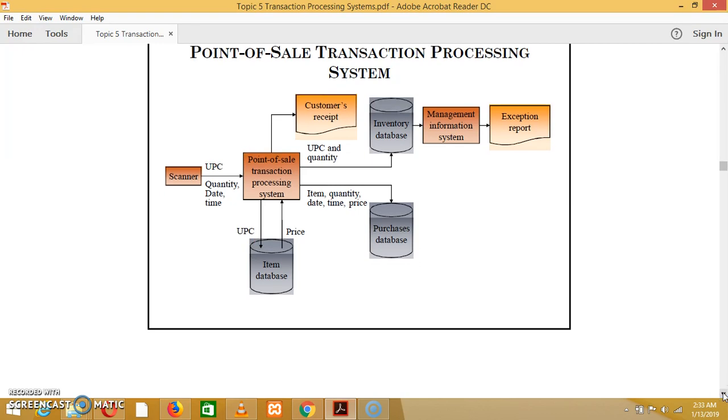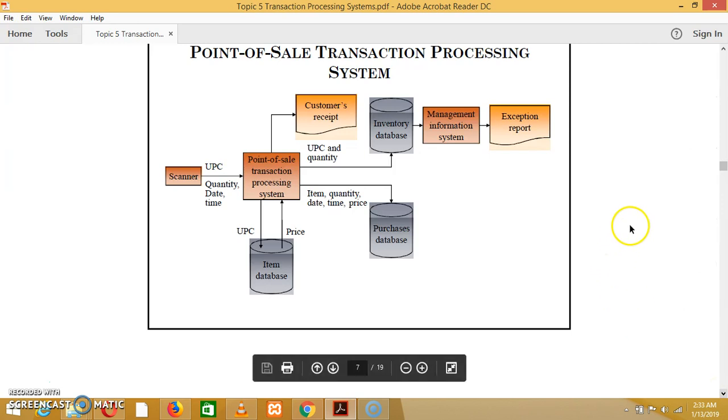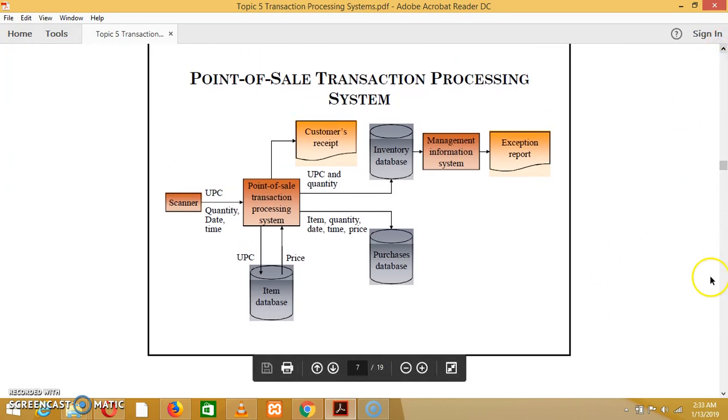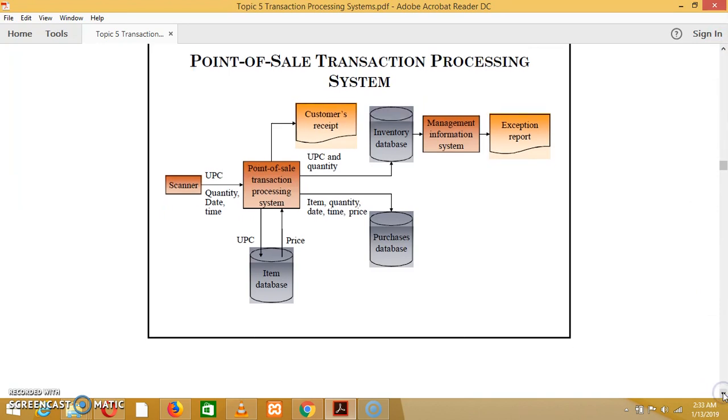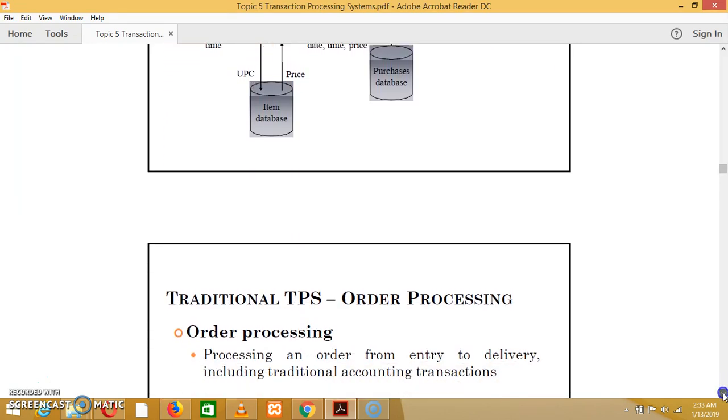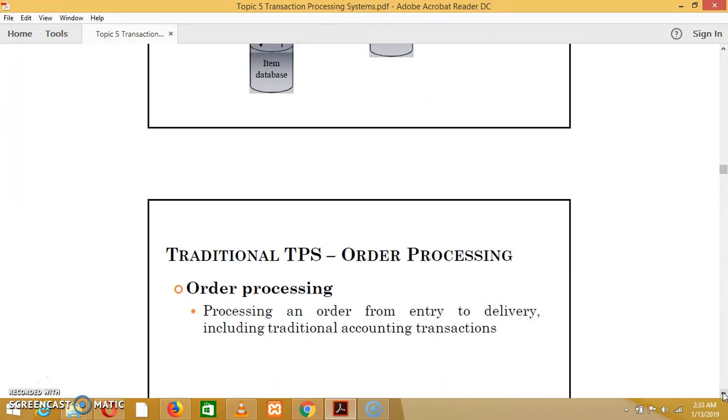This is a system that I use in doing sales at the point of sale. So we use the point of sale transaction systems. These are the TPAs, examples of TPAs which are used to control sales during selling processes. Also, we come to see some examples of traditional TPAs, like the order processing system.